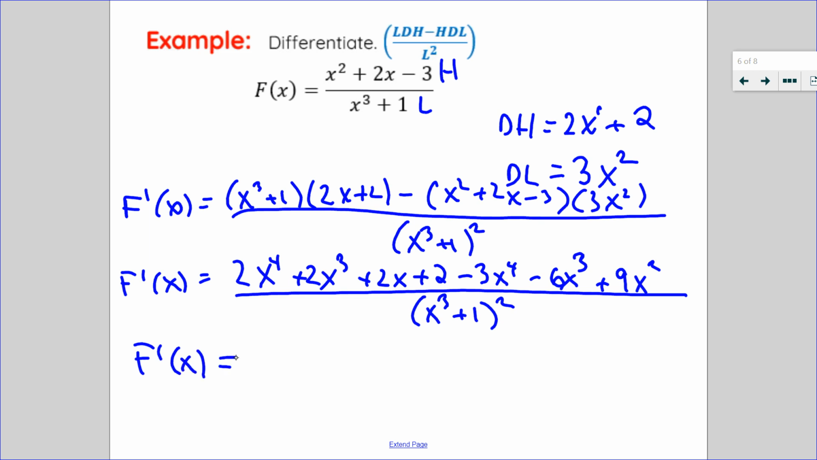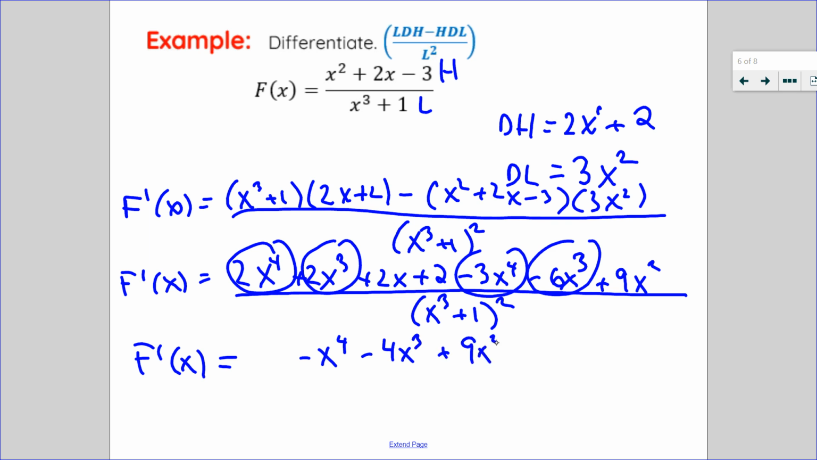Okay, so let's tidy this up a little bit. So I have 2x exponent 4, take away 3x exponent 4. So I'll combine those terms to be negative x exponent 4. 2x cubed, take away 6x cubed is negative 4x cubed. And then plus 9x squared plus 2x plus 2 all over x cubed plus 1 squared.